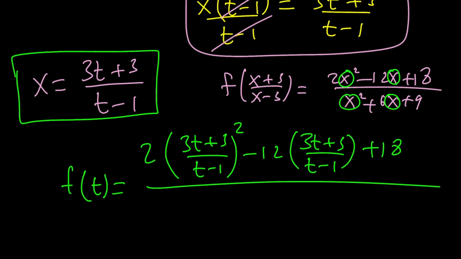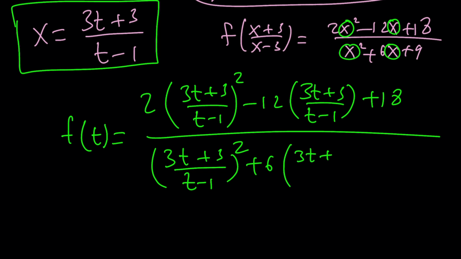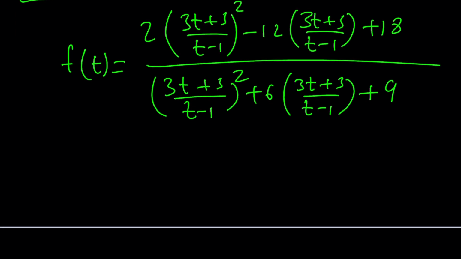And then we pretty much do the same thing at the bottom. (3t plus 3) divided by (t minus 1), squared, because we have x squared, plus 6 times x, which is (3t plus 3) divided by (t minus 1). And the constants just stay as constants because they are not variables. Great. Now let's simplify this expression. To be able to do that, we're going to have to square these terms. And notice we're going to have (t minus 1) squared in the denominator. So we could clear both sides if you multiply everything by (t minus 1) squared. Does that make sense? Or if it doesn't, I can explain a little bit more.